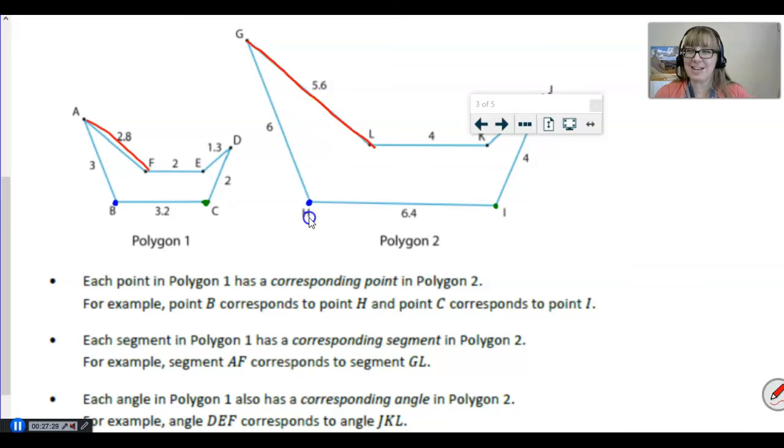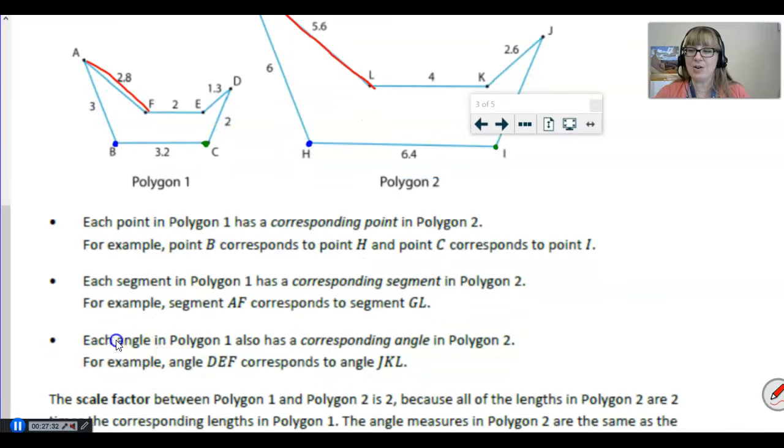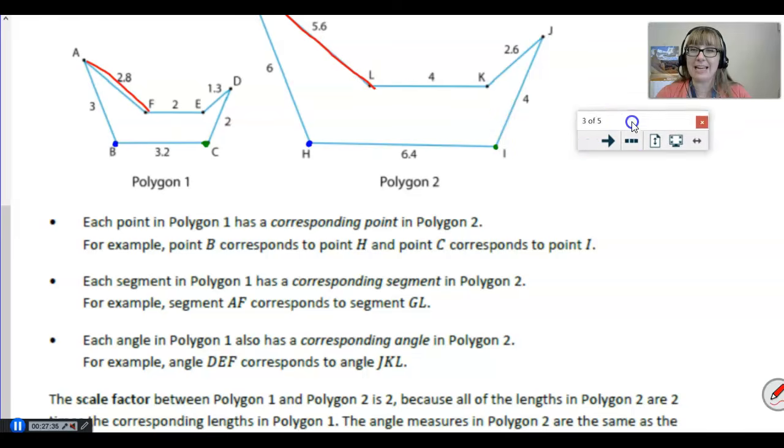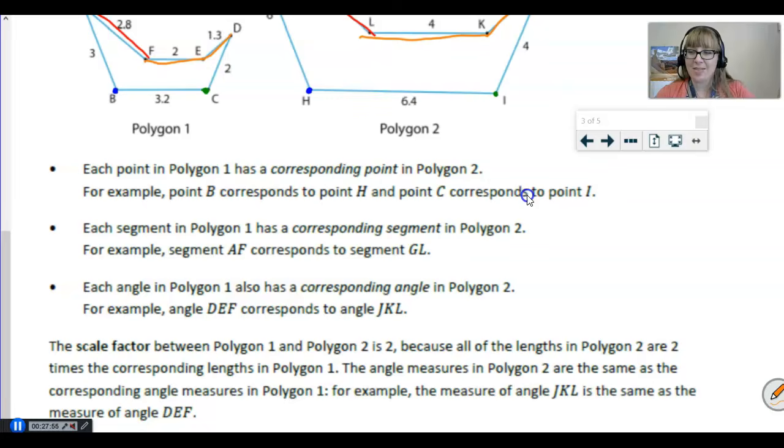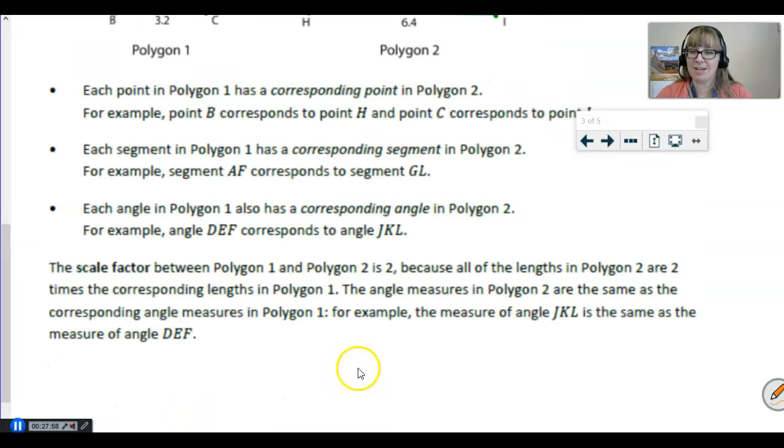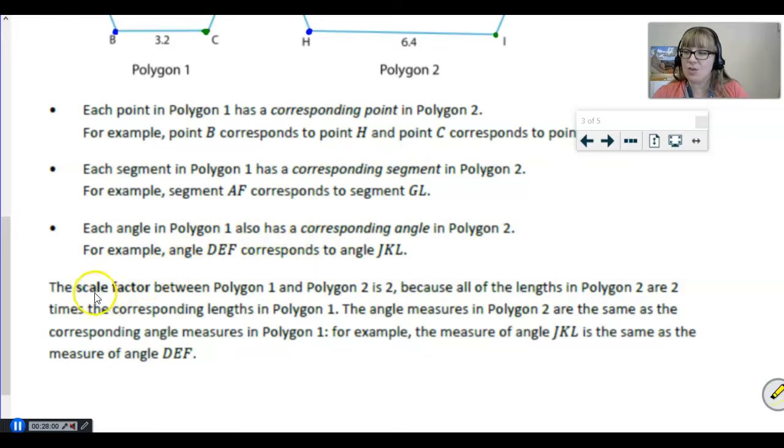But it's not just points and segments, it's also angles. Each angle in Polygon 1 has a corresponding angle in Polygon 2. So we have angle DEF, and that corresponds to angle JKL. So we have corresponding parts, which include points, segments, and angles. The scale factor between Polygon 1 and Polygon 2 is 2. Because all of the lengths in Polygon 2 are 2 times the corresponding lengths in Polygon 1.